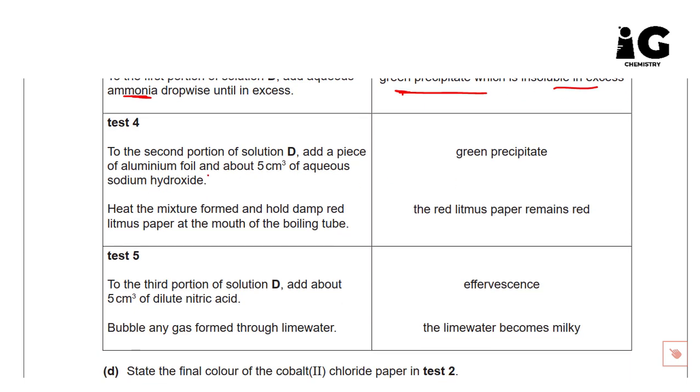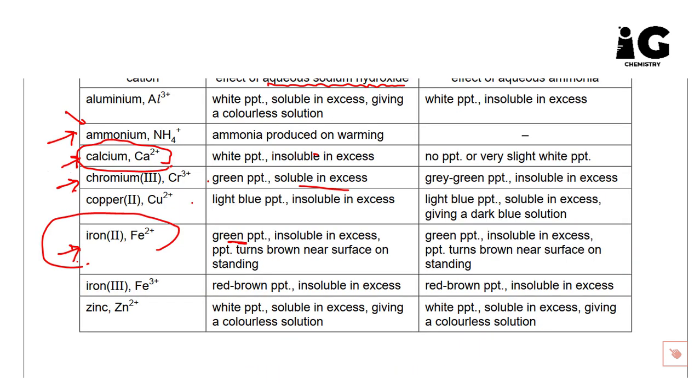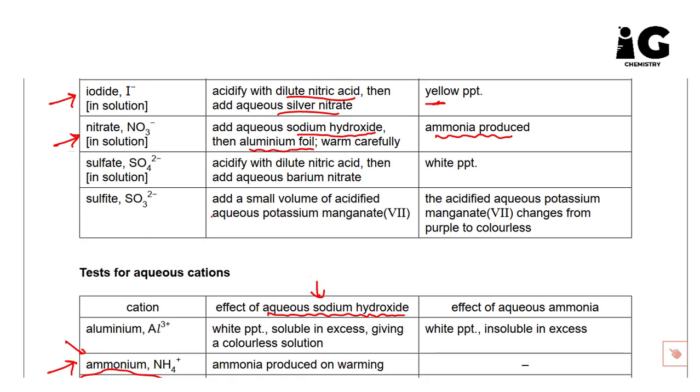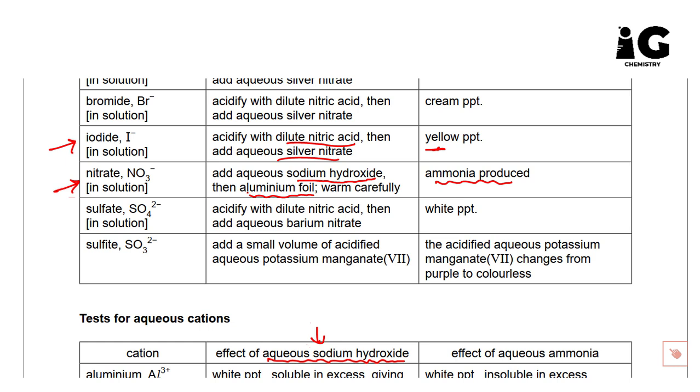For test 4, to the second portion of solution, they add a piece of aluminium foil. Take care, guys, we have only one test using aluminium foil in your table. If we come back to the table, you check here, this is the test for anions. Look at this, you can find aluminium foil here in only one test. This is the test for nitrate anion. And again, the aluminium foil is used only in the case of testing for nitrate. The product is ammonia, and how can we know ammonia? It changes damp red litmus paper into blue.